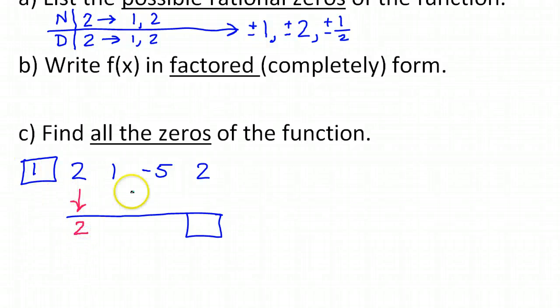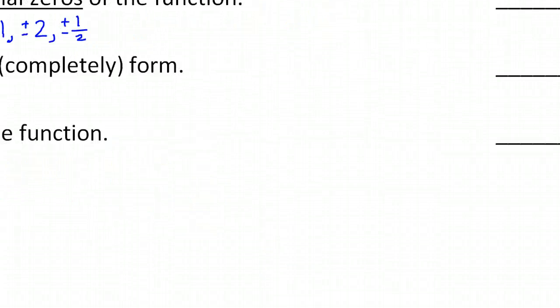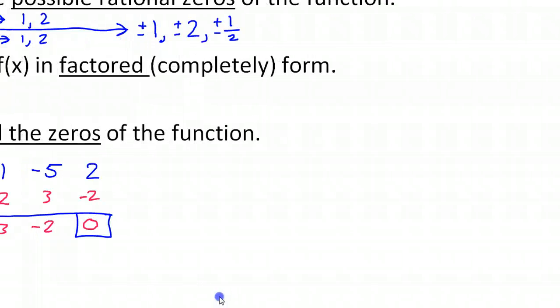Okay, so we'll bring this down. 2 times 1 is 2, and that makes 3. 3 times 1 is 3, and that makes negative 2. Negative 2 times 1 is negative 2, and that does, in fact, make 0. So we got lucky. First one we tried worked. So that means we found one actual zero. It is 1. So let's put that on our list. We have a zero of 1, which corresponds to a factor of x minus 1.